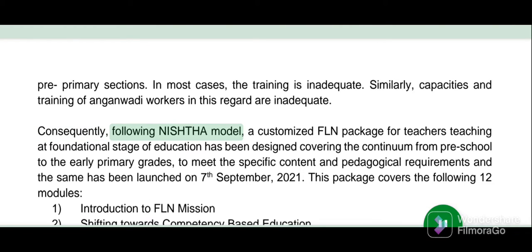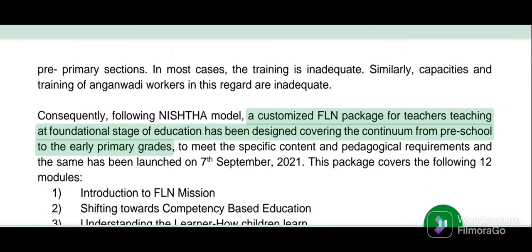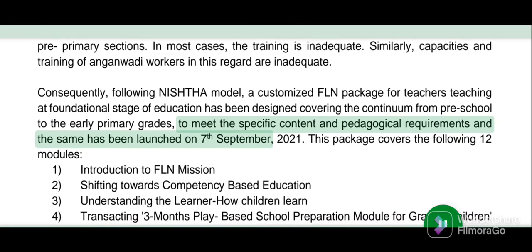Consequently, following the Nishtha model, a customized FLN package for teachers teaching at the foundational stage of education has been designed, covering the continuum from preschool to the early primary grades, to meet the specific content and pedagogical requirements, and the same has been launched on the 7th of September 2021.